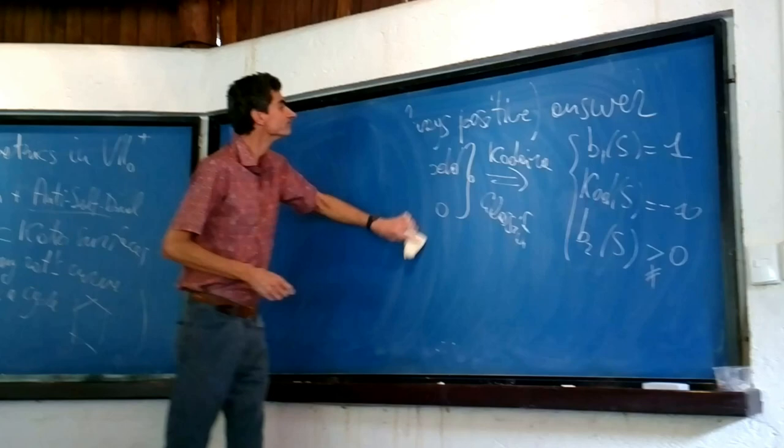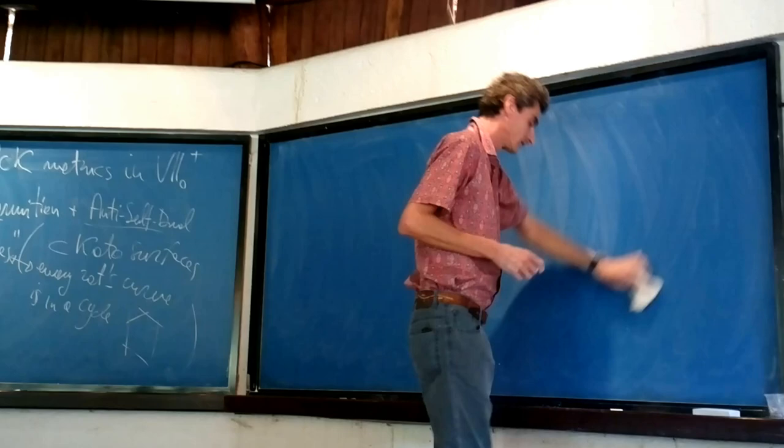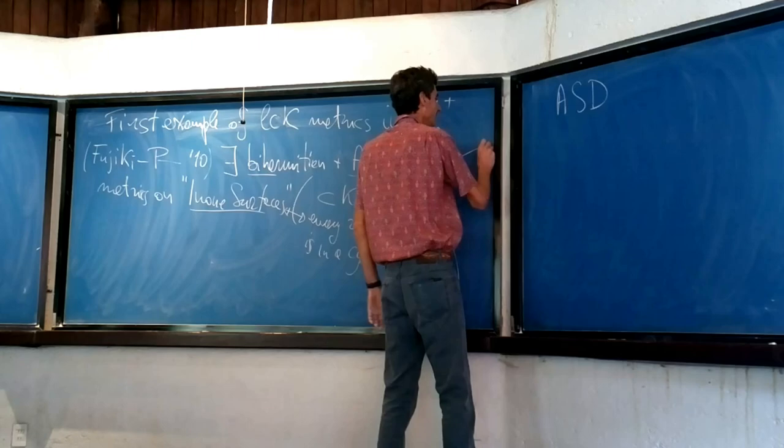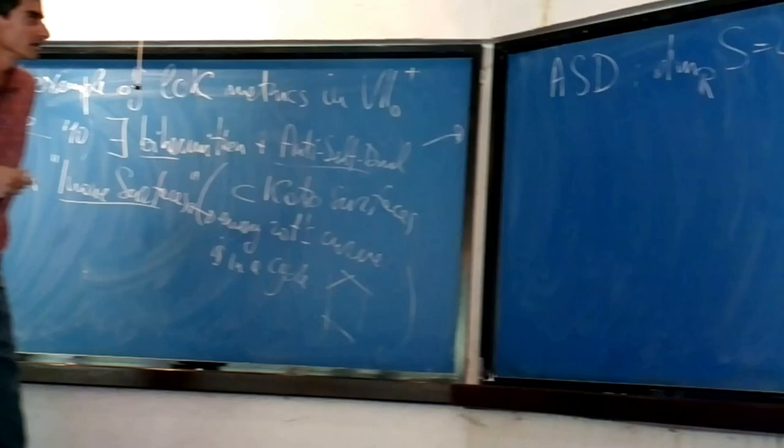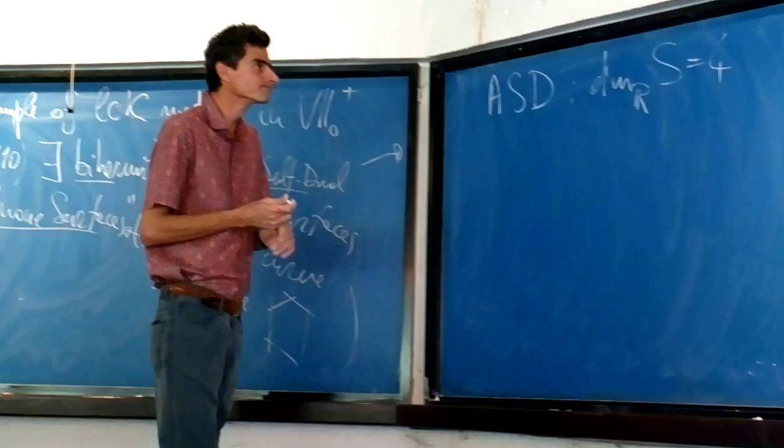And so, first of all, anti-selfdual means that, remember, we are in real dimension 4. So in this case, the curvature splits because SO(4) is not simple.